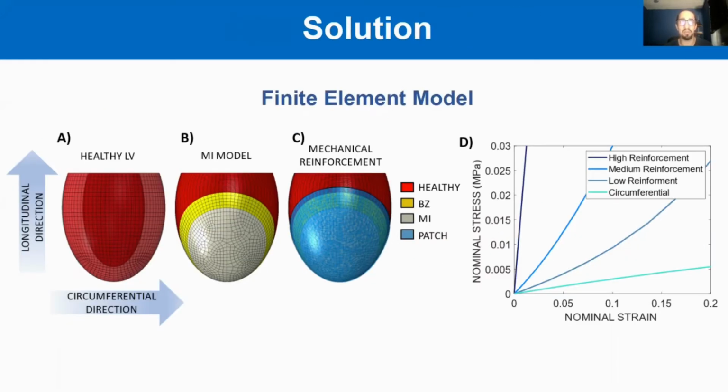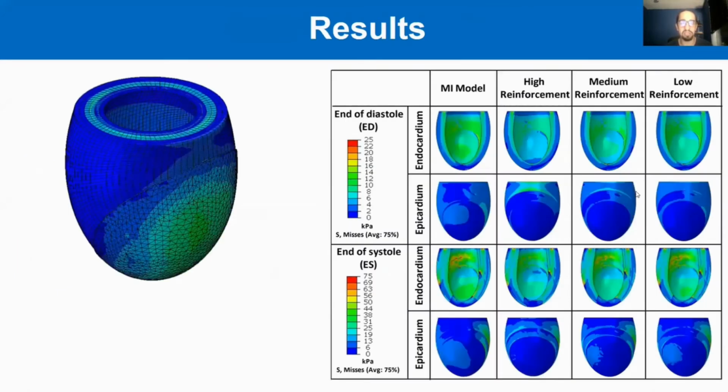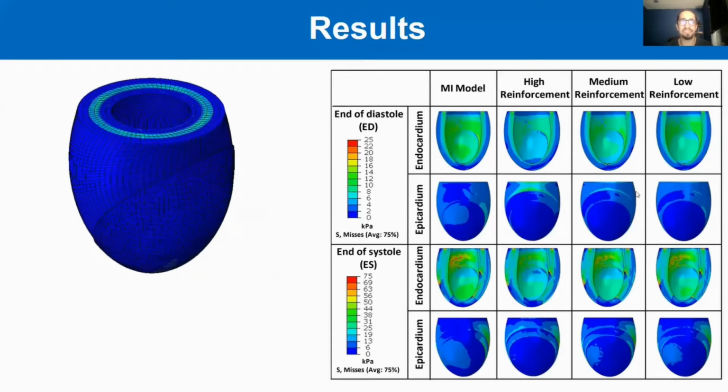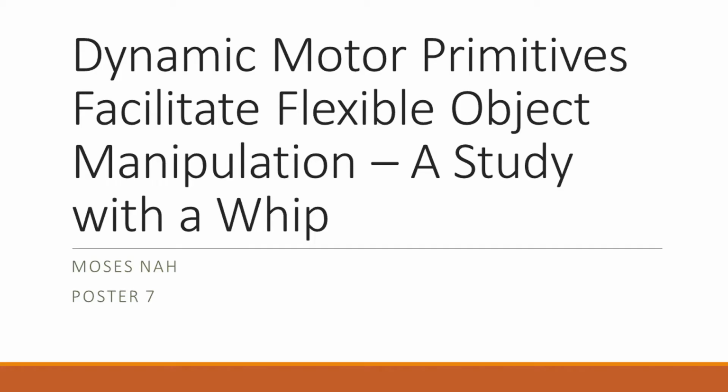To this end, we developed a finite element model of a left ventricle to evaluate how varying the stiffness of a tunable patch developed by our group impacts ventricular wall stress and cardiac function. Our results show that the stress reduction in the damaged zone throughout the cardiac cycle depends on the degree of stiffness of the patch. This work will serve as a versatile in silico tool to study and optimize reinforcement strategies for the prevention of heart failure.